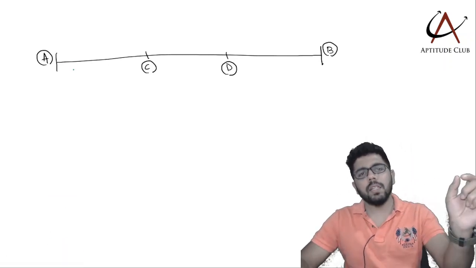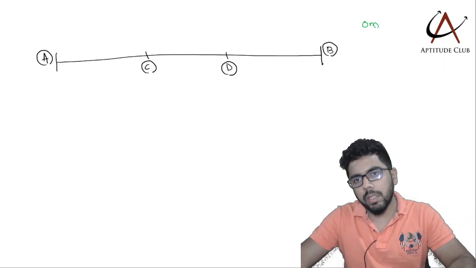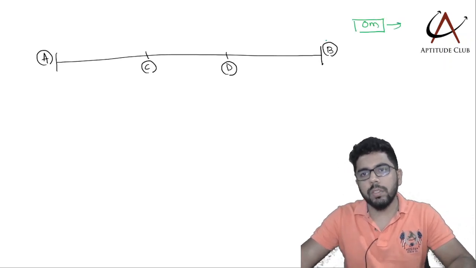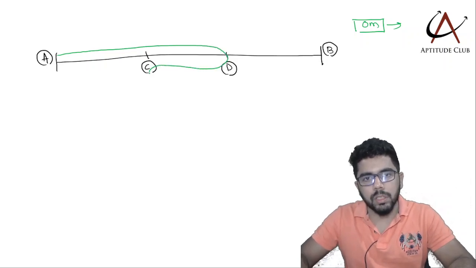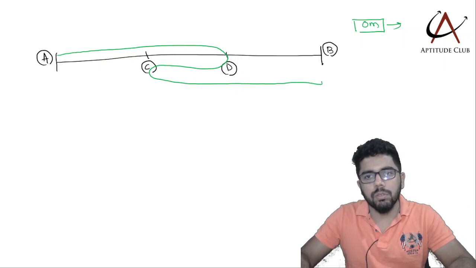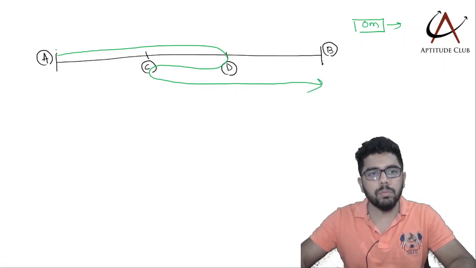So if you look at, let us say, Om, I am writing in green. So how is Om traveling? Om is traveling from A till D, and then from D he is coming back to C, and from C he is going to B. This is Om.